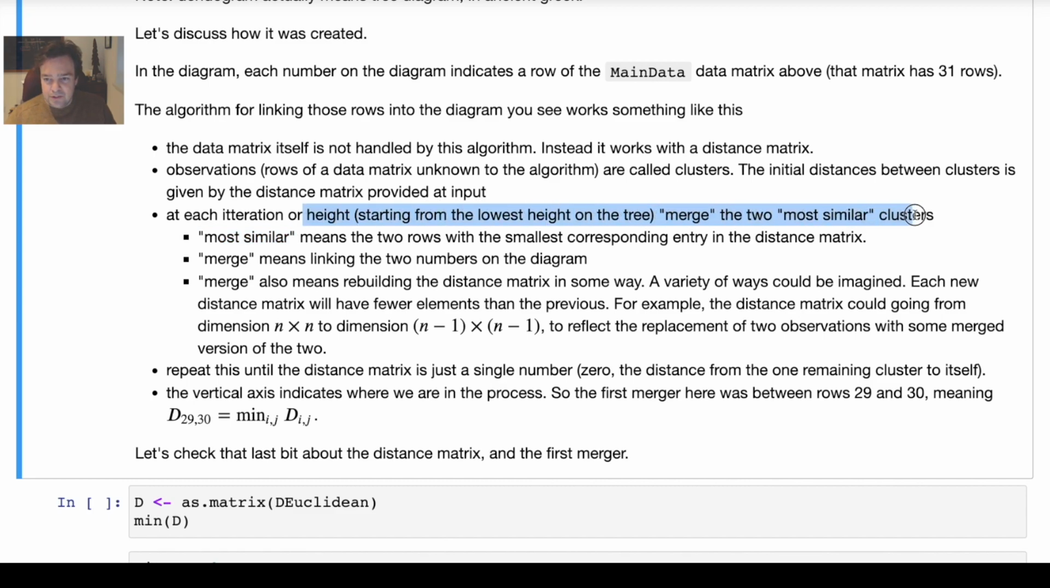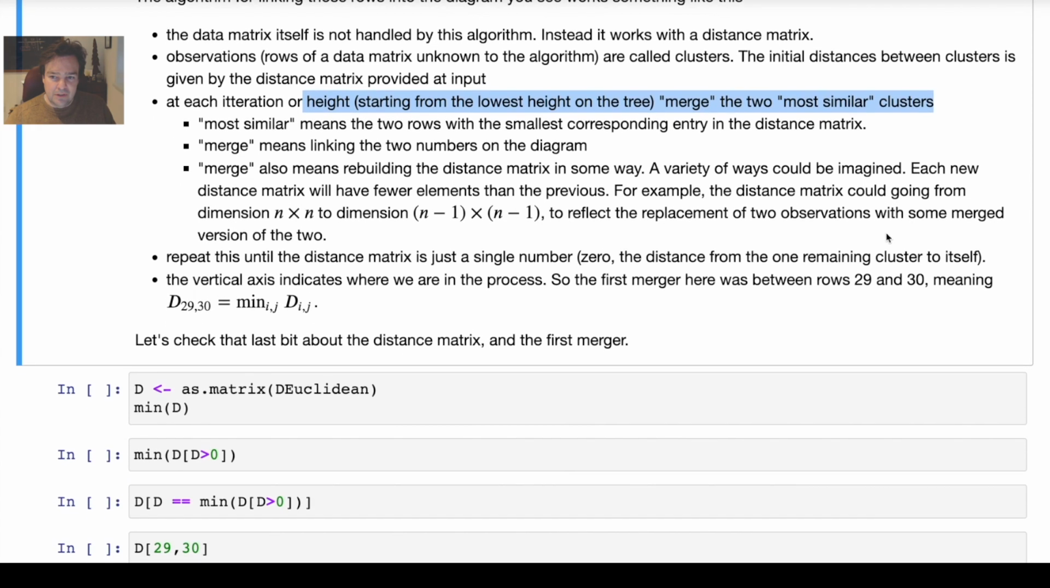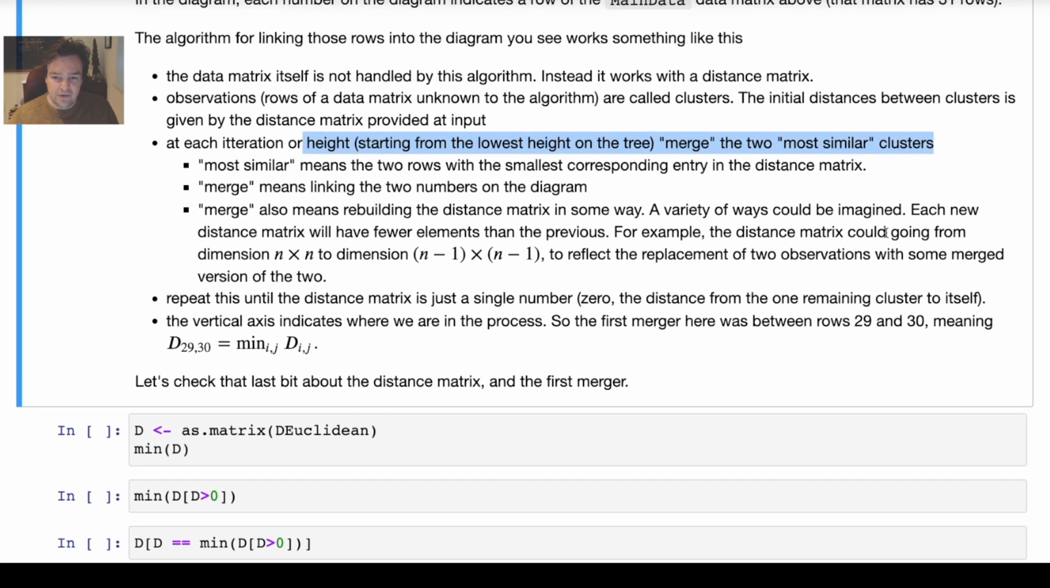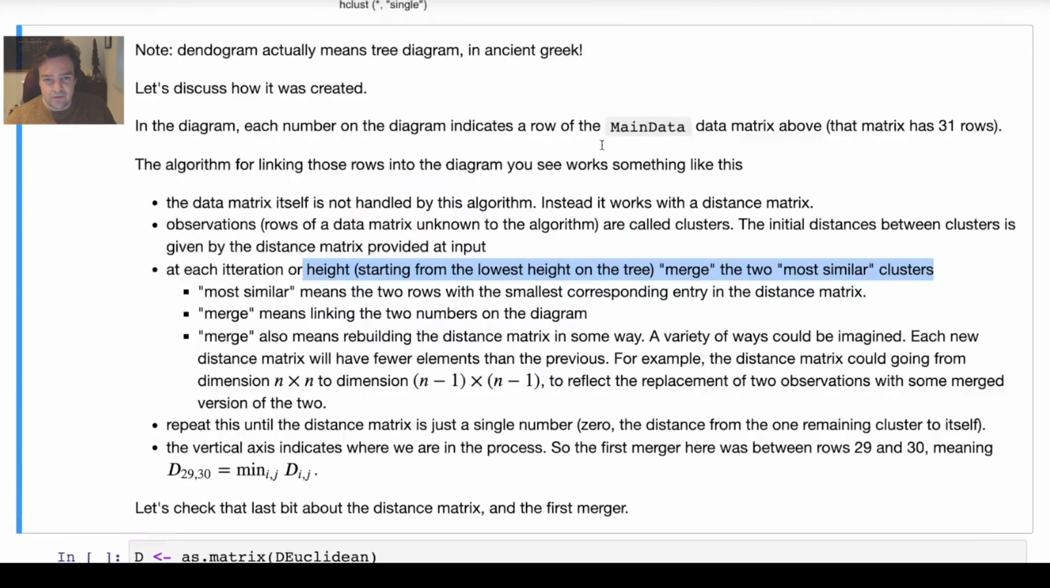And you merge the two most similar observations. Most similar means the smallest dissimilarity, or the smallest distance, or the greatest similarity if you want. And merge means kind of two things. First, it means on the diagram you show a link between the two things. And so you can see that up here.